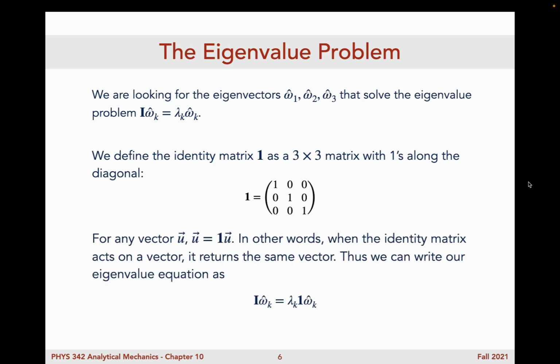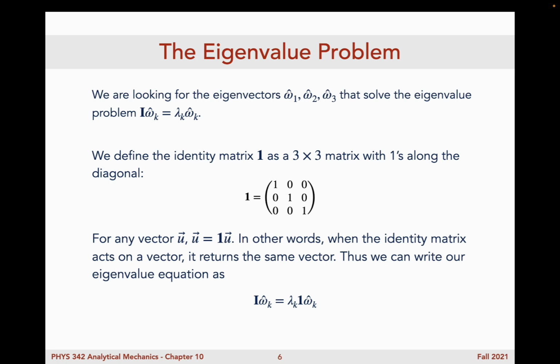The property of the identity matrix is that for any vector u, you can multiply u by the identity matrix and you get the same vector back. So what this means is that when we have our eigenvalue equation up here, we can insert an identity matrix right before our vector omega, and it's not going to change the equation. It's the same equation.